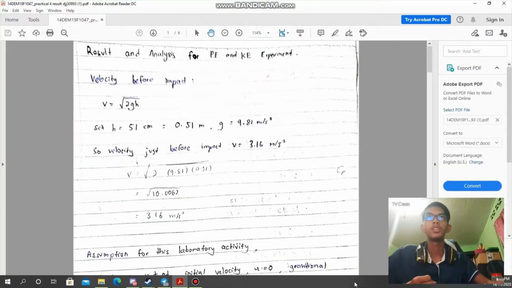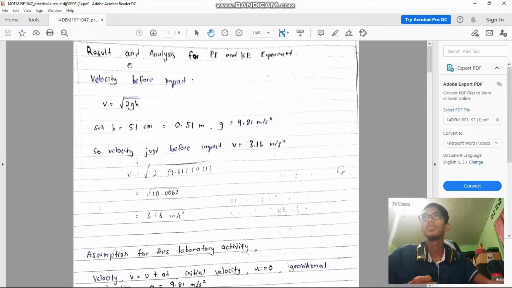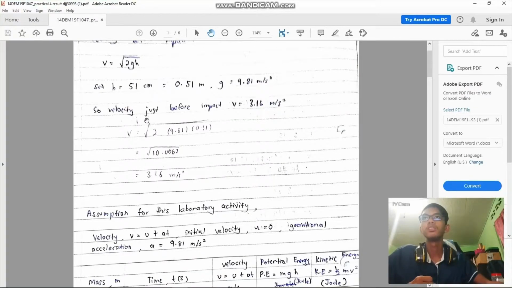My name is FARULFITRI. In this video, I will explain about result analysis for lab 4. First, we find the velocity before impact using this formula, V equals square root of 2gh. H equals 51 cm, we convert to 0.51 meter. Gravity equals 9.81 meter per second squared. So the velocity before impact equals 3.16 meter per second. This is the calculation.